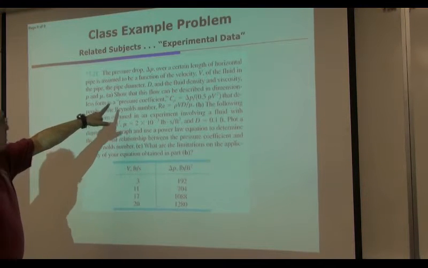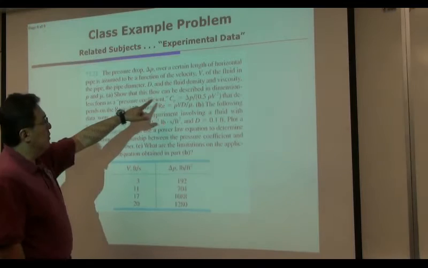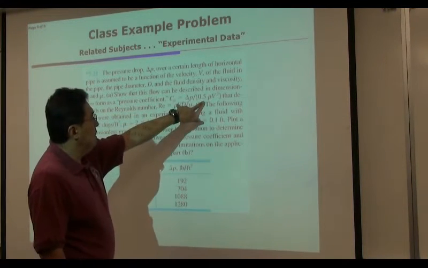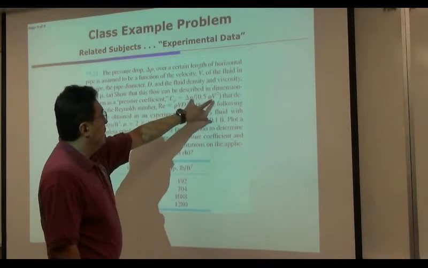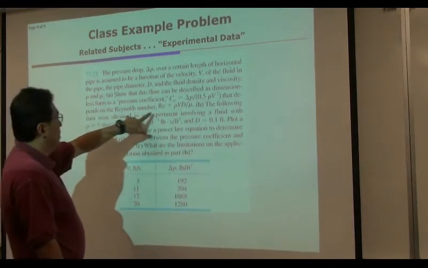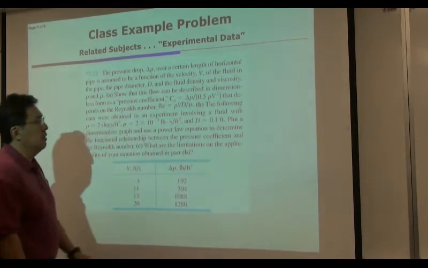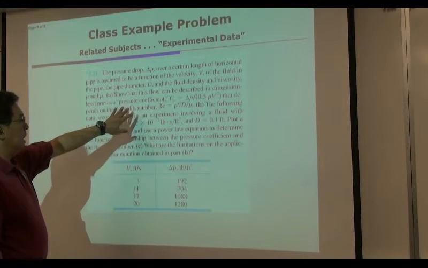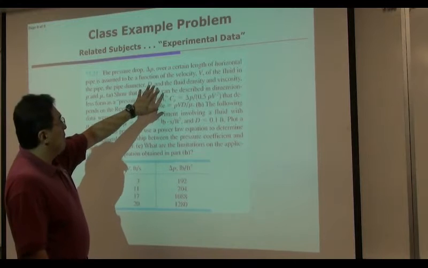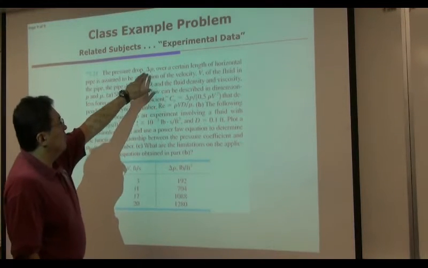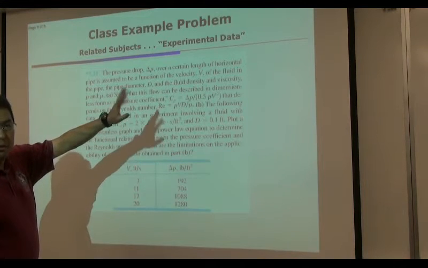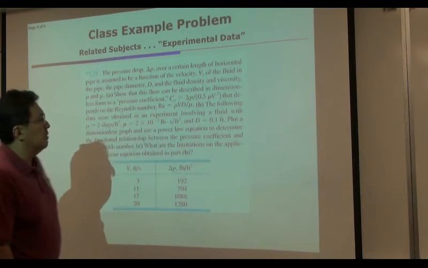Part A. Show that this flow can be described in dimensionless form as a pressure coefficient Cp, defined as this, that depends on the Reynolds number. So we are going to apply the Buckingham Pi theorem to confirm that the original definition of delta P as a function of 4 different variables can be represented by 2 dimensionless properties.